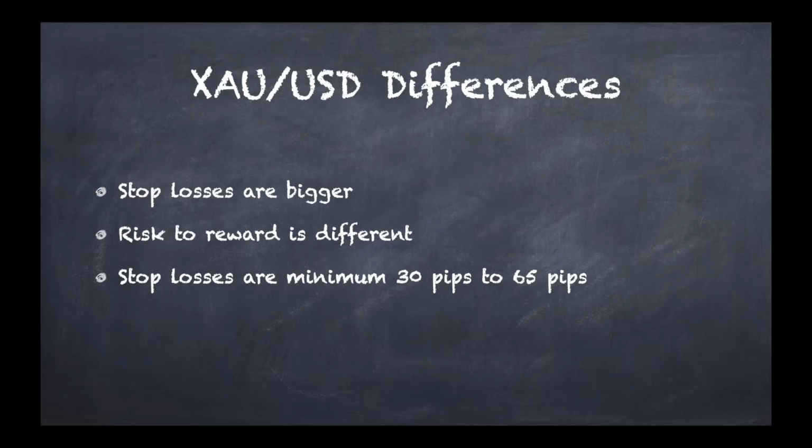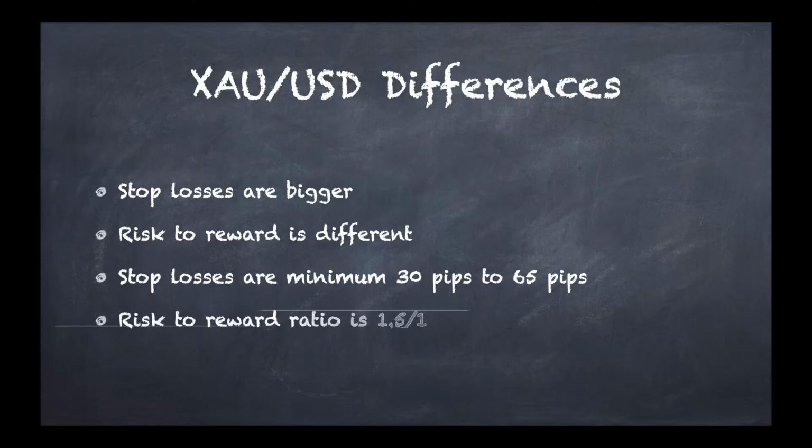If that candle is too big, this is literally the minimum that you're going to have to put your stop losses, because the pip value is so high, and the ranges that this thing does are ridiculous.